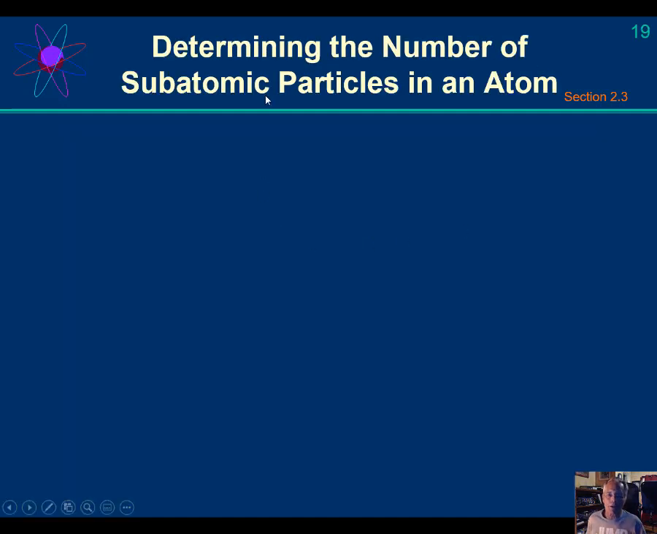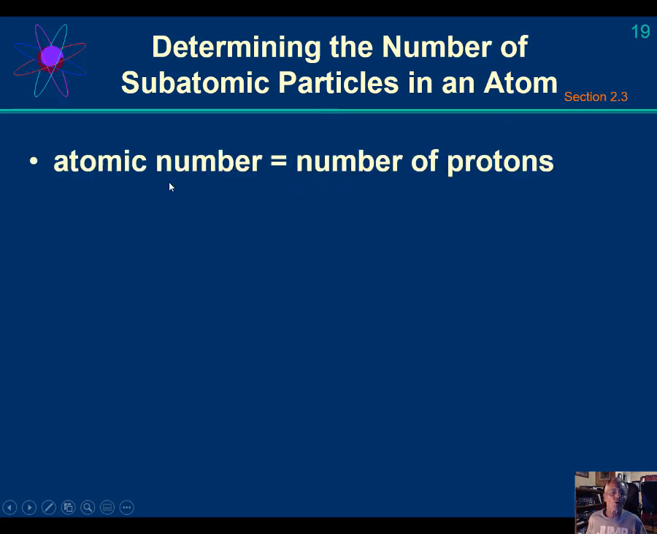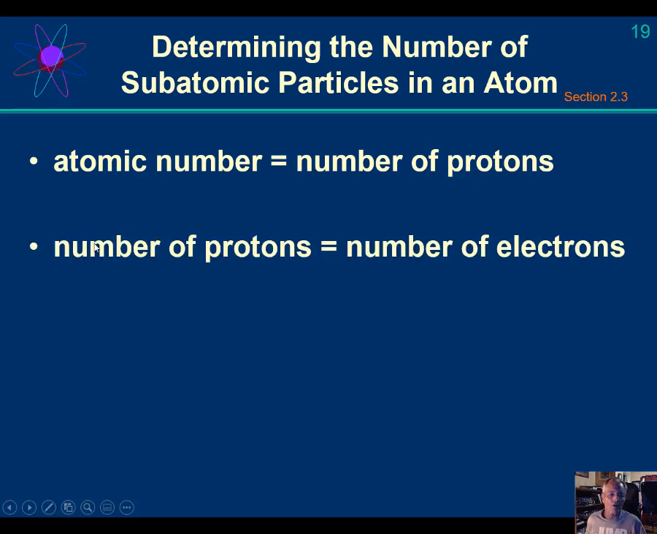Determining the number of subatomic particles in an atom. Here we go. This is easy. The atomic number is equal to the number of protons. So just look at your periodic table. That will tell you what the atomic number is usually, and you can from that determine the number of protons. And if it's an atom of that particular element, then it's also the number of electrons, because the number of protons equals the number of electrons as long as what we're talking about is an atom.